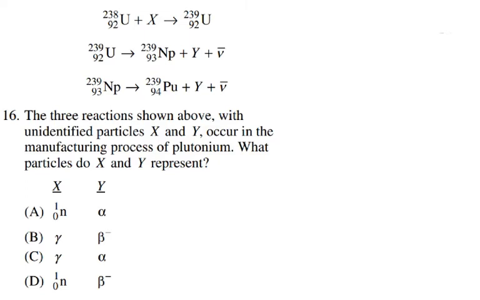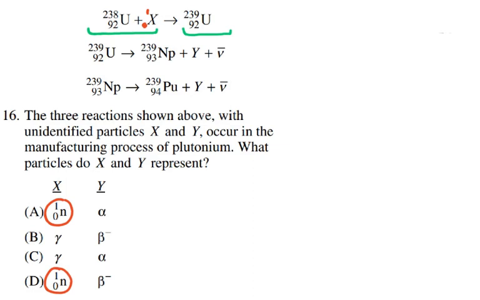In this question, they say 3 reactions shown above with unidentified particles X and Y occur in the manufacturing process of plutonium. What particles do X and Y represent? And you have to remember again that the number of the protons and nucleons on both sides of the equation must be the same. So that means this particle has a 0 for the proton, and this particle has 1 for nucleons. So since nucleons are protons and neutrons, and the particle has 0 for protons, X has to be a neutron. So in multiple choice answers, these two have neutron for the choices.